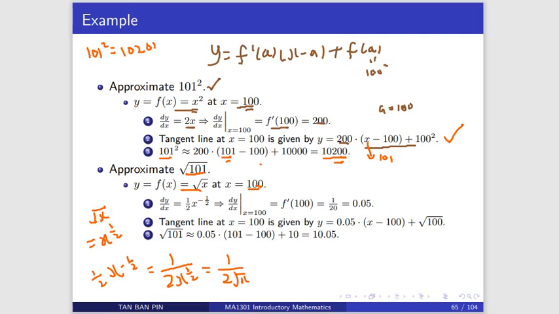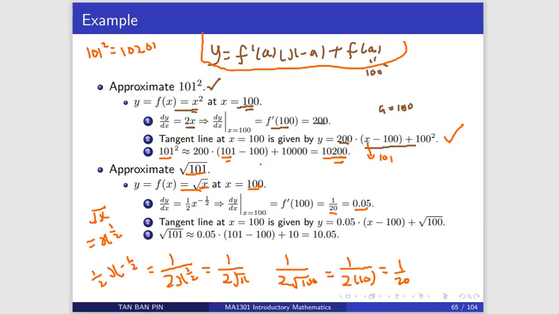So if you sub x as 100, then it will be 1 over 2 square root 100, so it's 1 over 2 times 10. Square root 100 is 10, so it's 1 over 20, which is 0.05. So this time we choose f x to be square root x, and then you use the equation of tangent line. So f prime a is 0.05, and x minus 100 plus f a, which is square root of 100.